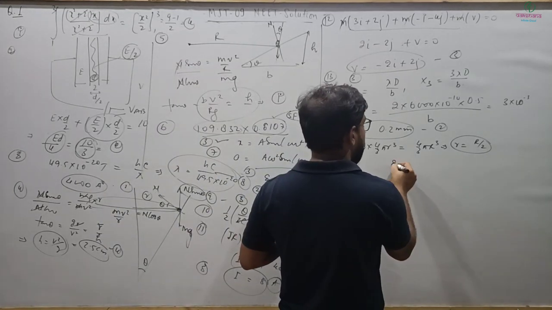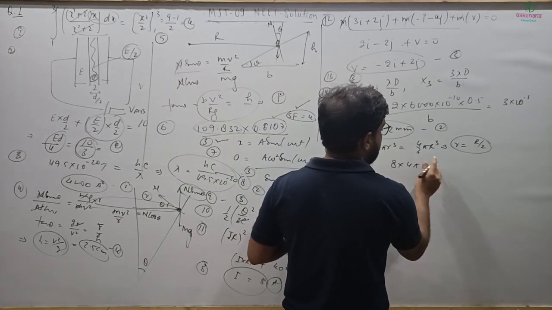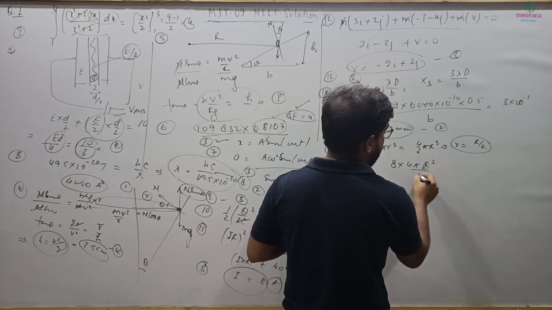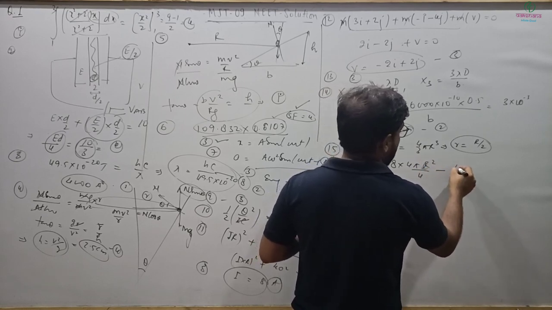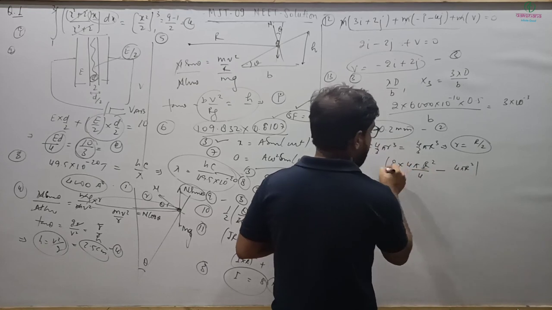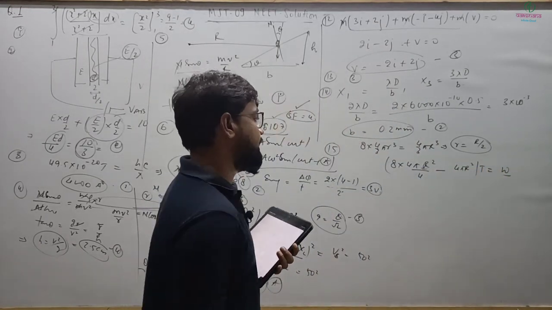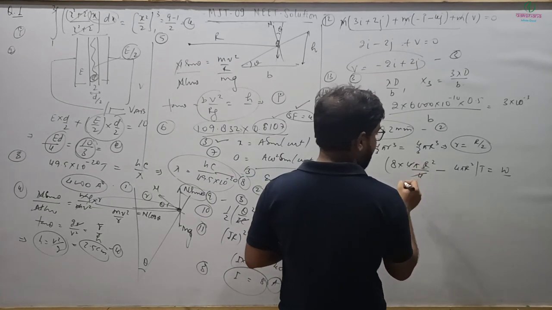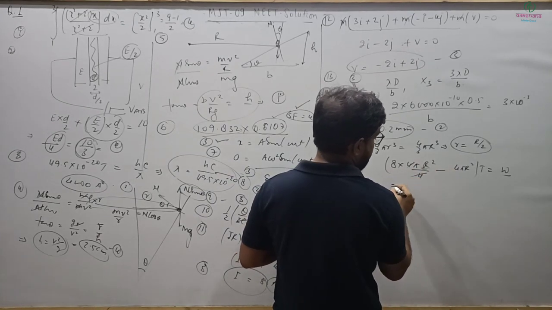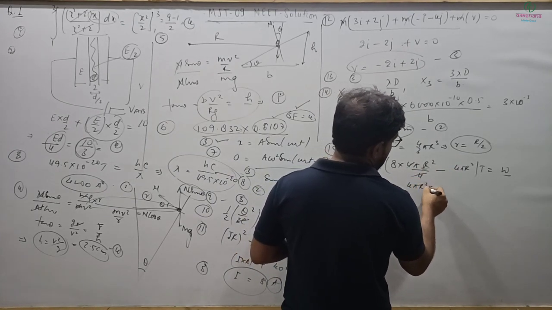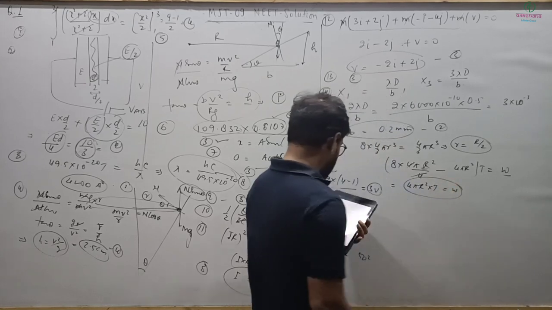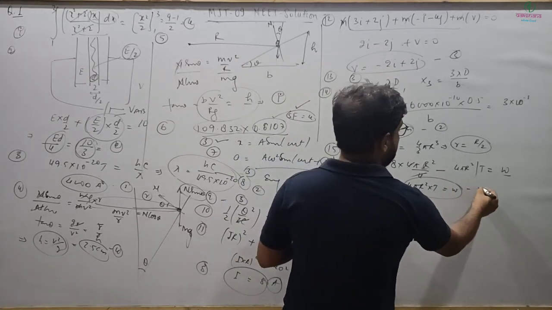Change in surface area: 8 into 4 pi into R square by 4, minus 4 pi R square, multiplied by T, will be the work done, which will be equal to the change in energy. So 4 and 4 get cancelled, 8 minus 4 comes out to be 4. So 4 pi R square into T will be the change in energy or work done. That's option number 3.